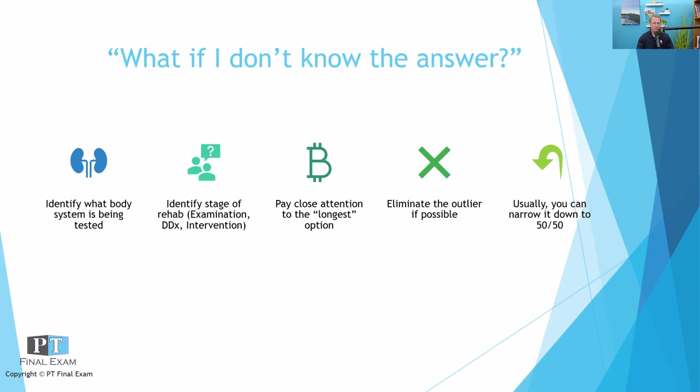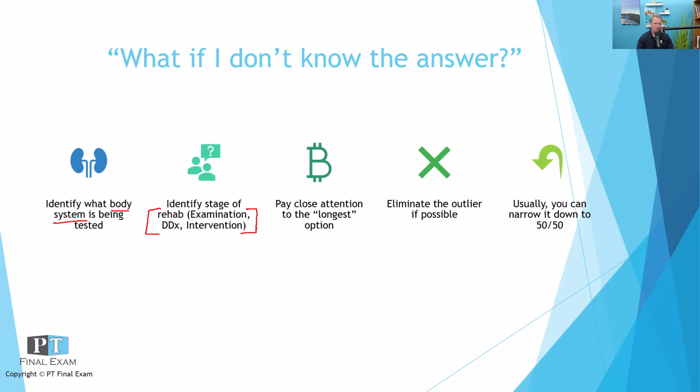First things first, identify what body system is being tested. Is this the musculoskeletal system, neuro system, cardiovascular? At least identify that. And then try to identify, all right, what are they asking me? A differential diagnosis, intervention, examination question? What is it about this question?